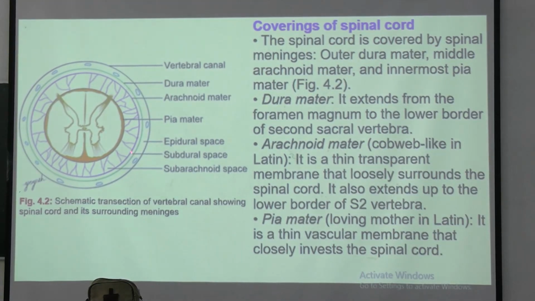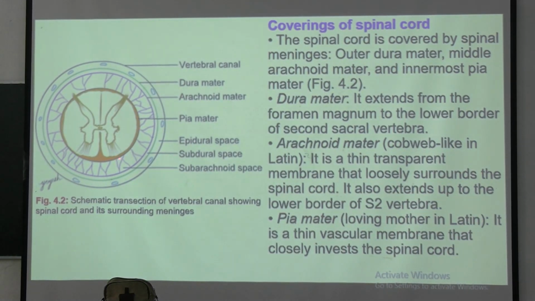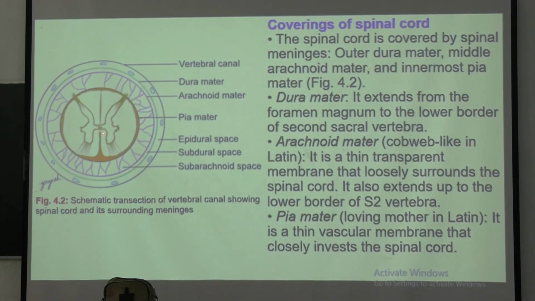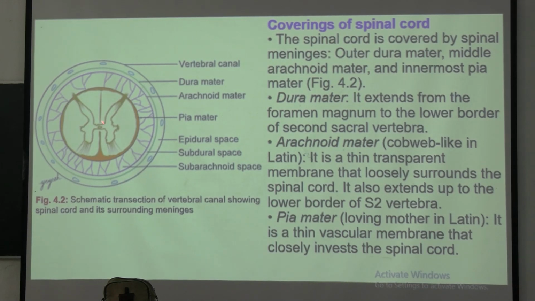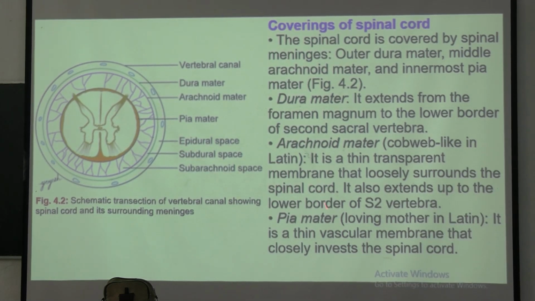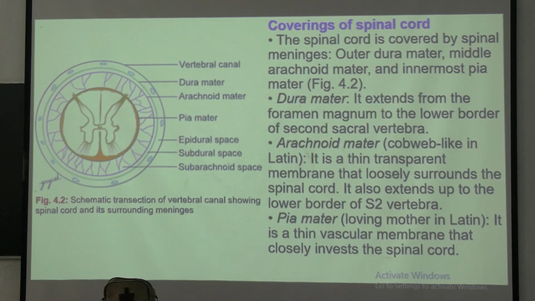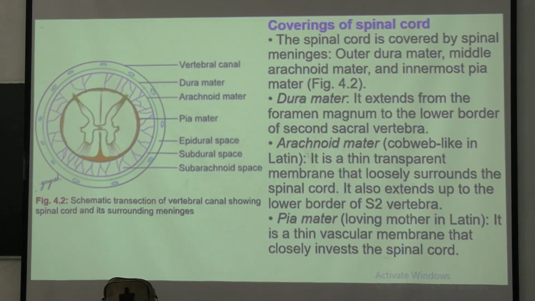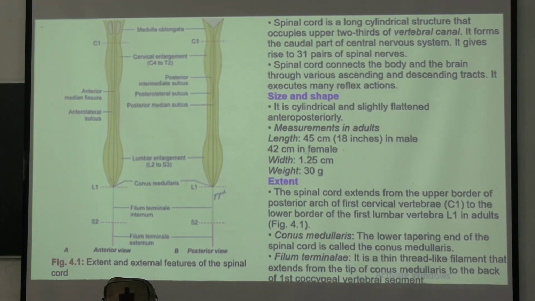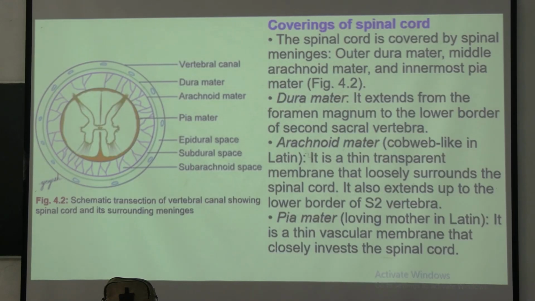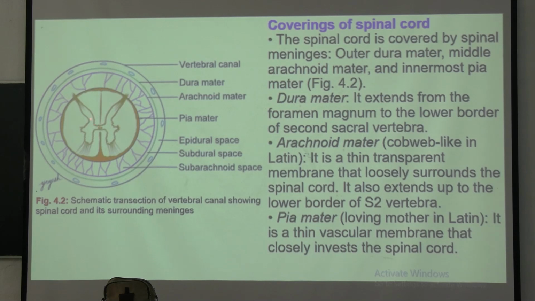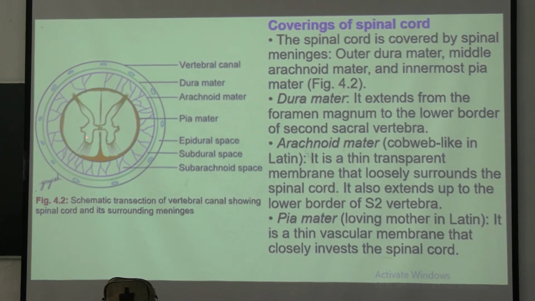Now this is the dura mater in green, this is the pia mater, epidural space, subarachnoid space, subdural space, and this is the spinal cord section. Okay, now you can see this is the central canal, this is the posterior horn, this is the anterior horn.